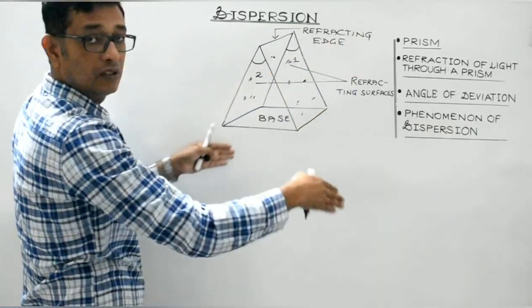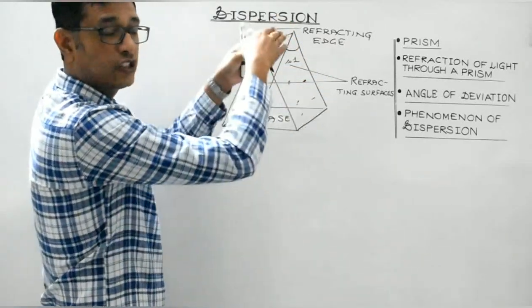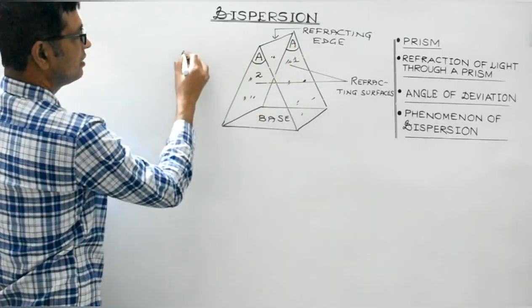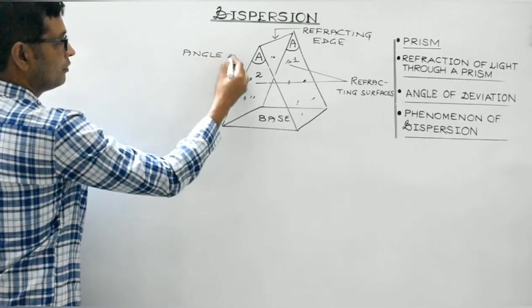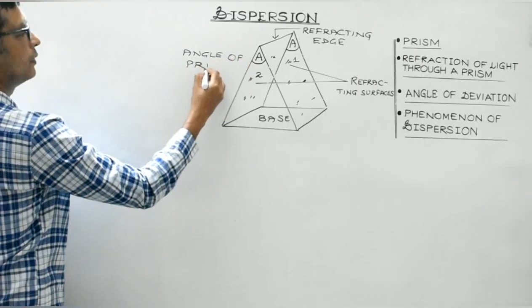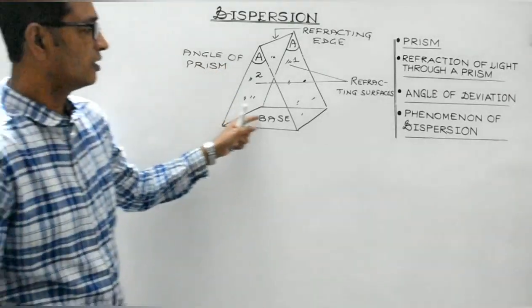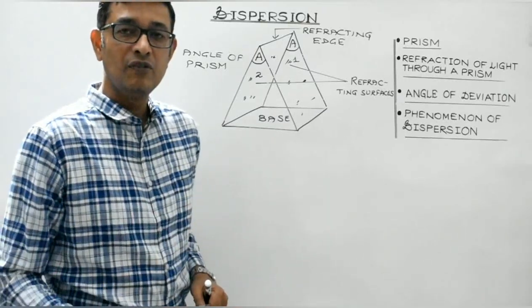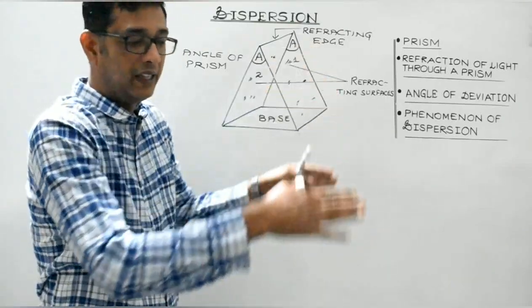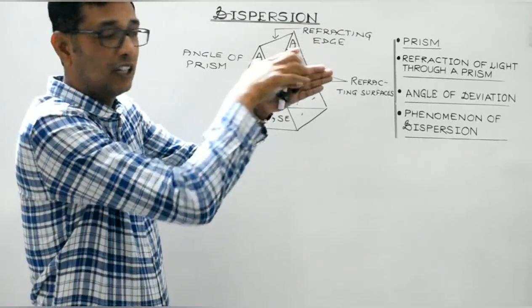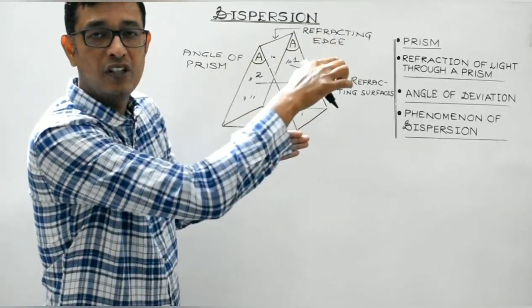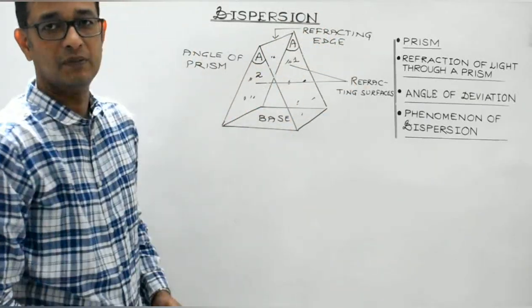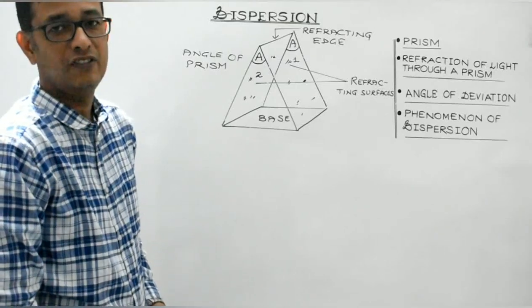And it's this angle which the refracting surfaces make with each other that is known as the angle of prism. It can be represented by capital letter A. So this A stands for angle of prism. And obviously this is the base. So a prism is a transparent refracting medium which is composed of two refracting plane surfaces meeting each other along a straight line which is known as the refracting edge, and the angle which the two refracting surfaces make with each other is known as the angle of prism. So this is how a prism can be defined, right?